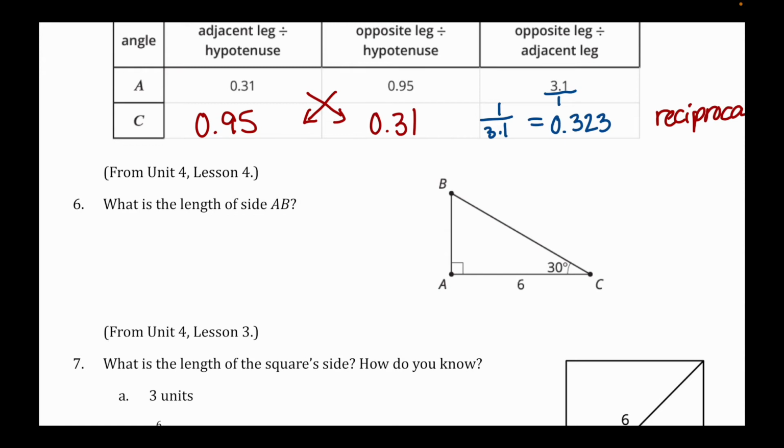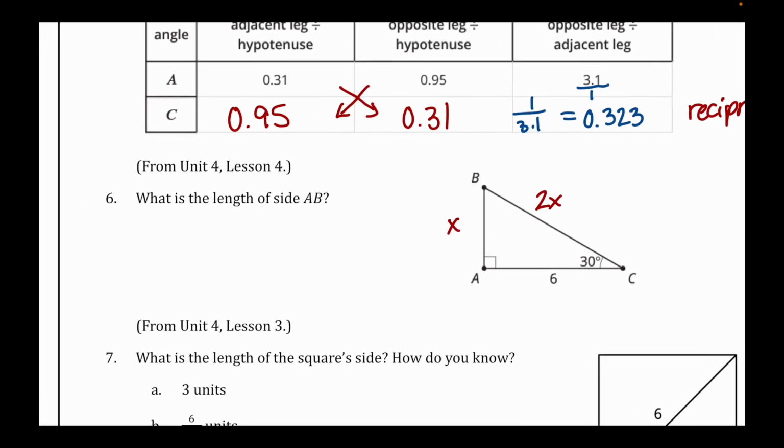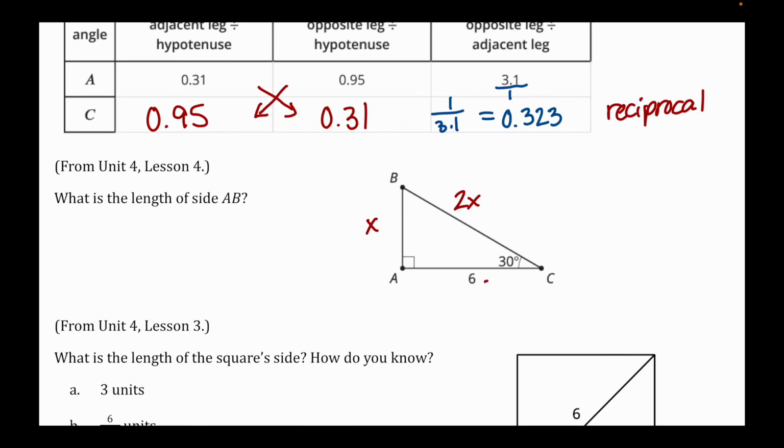That brings us to question 6. So what is the length of side AB? So we want to find AB. We know that this length is 6, and this is 30 degrees. Instead of using our triangle ratio table for this, I'm just going to use what I know about 30, 60, 90 triangles. So I know that the short leg, or the one that's opposite from the 30-degree angle, I'm going to call that x. The hypotenuse is twice that length, and the long leg is equivalent to x times the square root of 3. And since I have a number here, I'm going to put that the 6 is equal to x root 3.